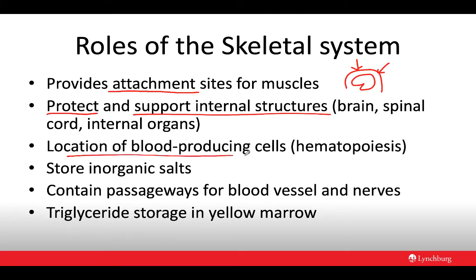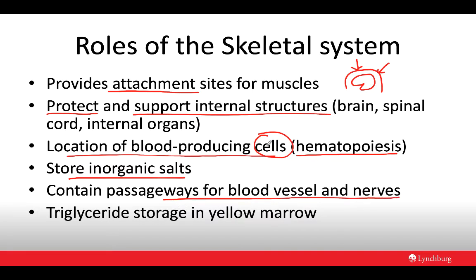Location of blood producing cells, and the fancy word for this is hematopoiesis. And so this is space that is located within the bones that contain cells that are responsible for production of all of the blood cells in the body, like red blood cells and white blood cells. It serves as a storage site for inorganic salts. It also contains these little passageways for blood vessels and nerves to travel through.